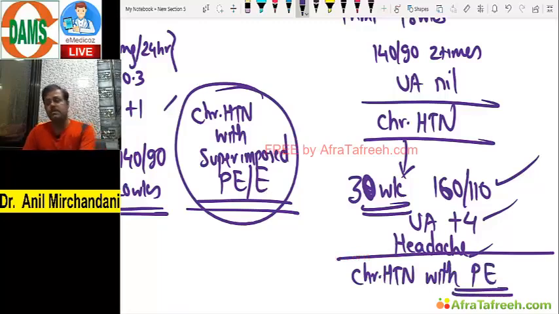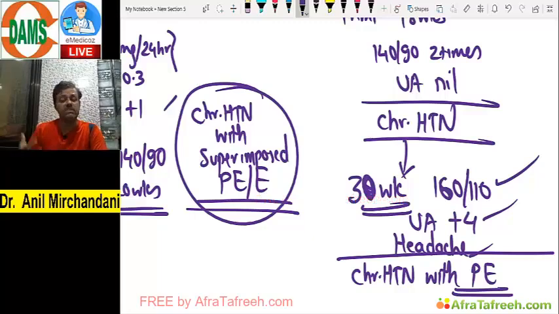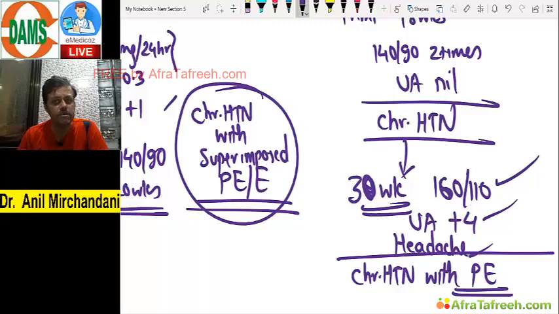See, headache and blurring of vision would be a marker of end organ damage in the CNS. Epigastric pain would be a marker that the liver capsule, Glisson's capsule, is injured or the gastric mucosa is injured. Or there is oliguria. Understand this thing, that a patient having oliguria means the kidneys are getting damaged.